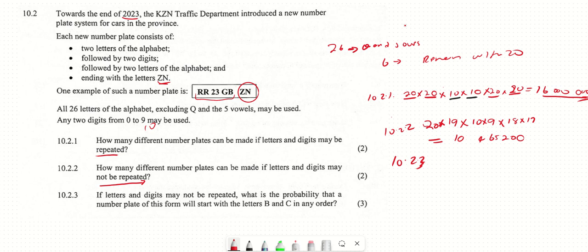Now we go to 10.3 and read the question. If letters and digits may not be repeated, so same as this, what's the probability that a number plate in this form will start with letters B and C in any order? So now this is in any order, meaning that I can start with B, come to C, I can start with C, come to B. In other words, my number plate is like this.